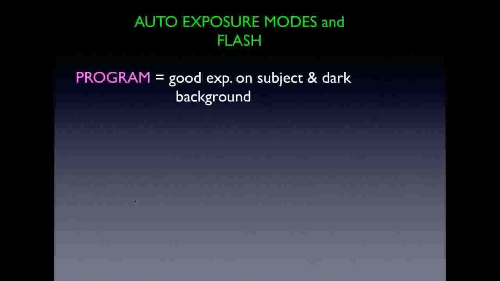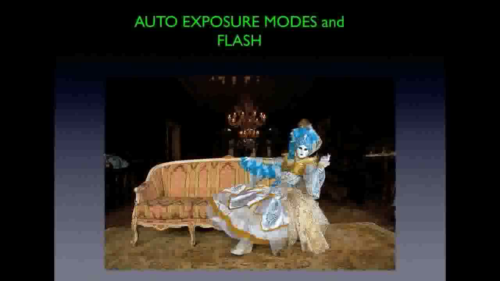Here's an example. This is taken in a large room in a palace in Venice, and I used flash on the model and on the sofa, and you can see that the background is almost black. It's a huge room. The flash just did not reach back there. You can see the chandelier there, dimly lit. Of course, it was much brighter to my eyes, but that's what happens when you use program mode and ETTL.